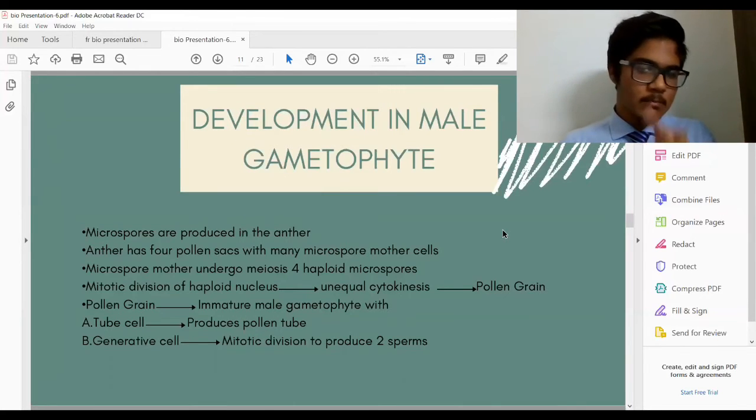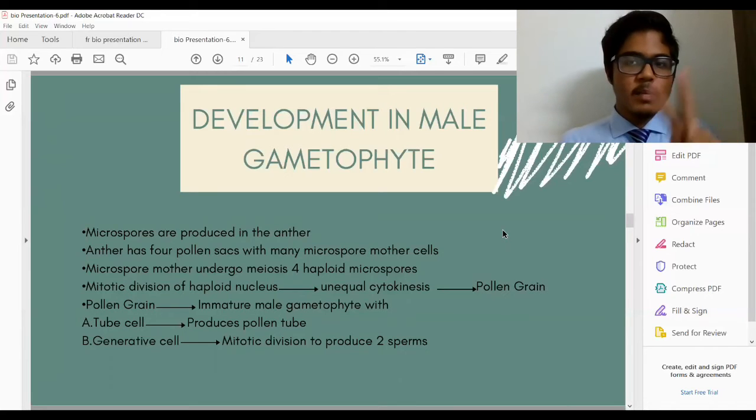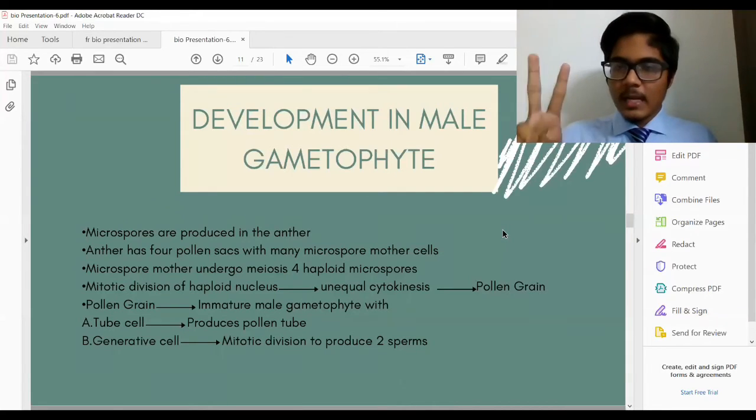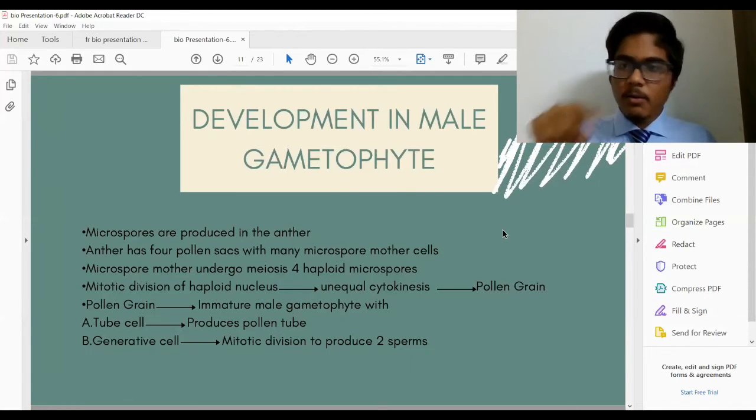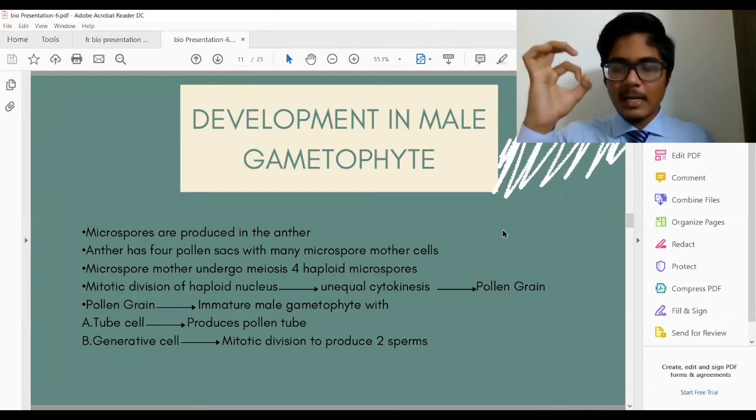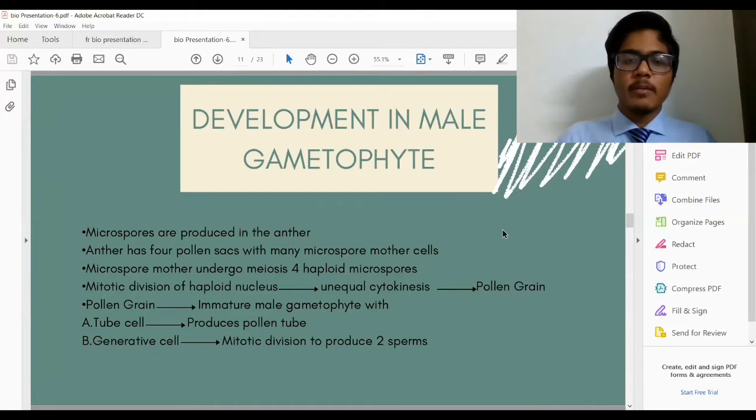It's a very important term. The 2 sperm cells are important for double fertilization after germination of the pollen grain. So these 2 cells, the tube cell and the generative cell, which have different sizes, usually the tube cell being bigger than the generative cell, are enclosed in a membrane, and this whole cluster is called a pollen grain. So pollen grains are basically immature male gametophytes with these both cells.